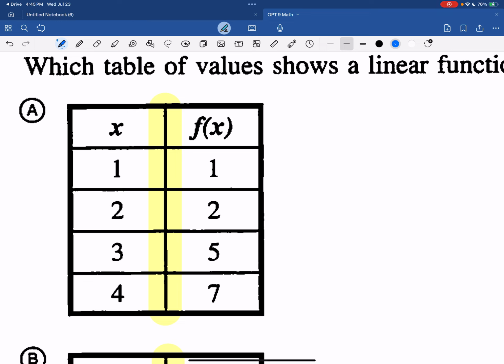I know if I put 1 in and I get 1 out, that there is no change. If I put 2 in and get 2 out, there is no change. So this one is looking like it could be the constant. But then I get to this one. To get from 3 to 5, I have to add 2. And at that point, I can tell you that this is not constant. So therefore, this is not a linear function.